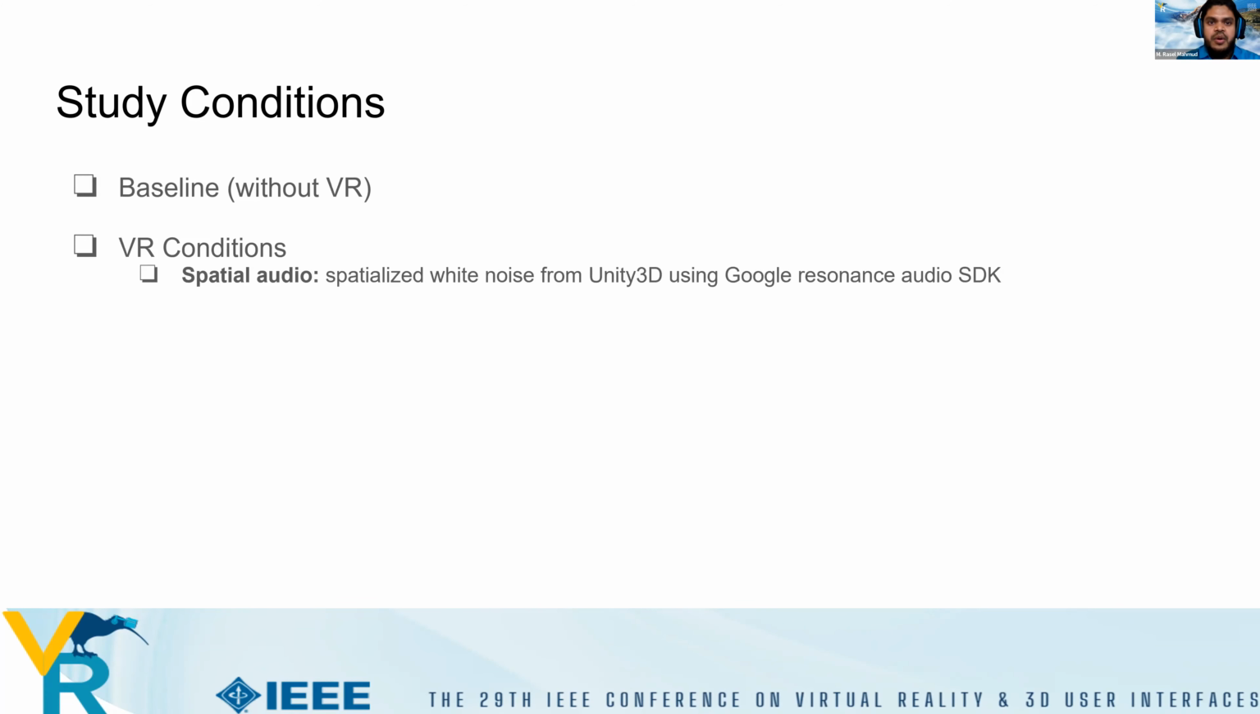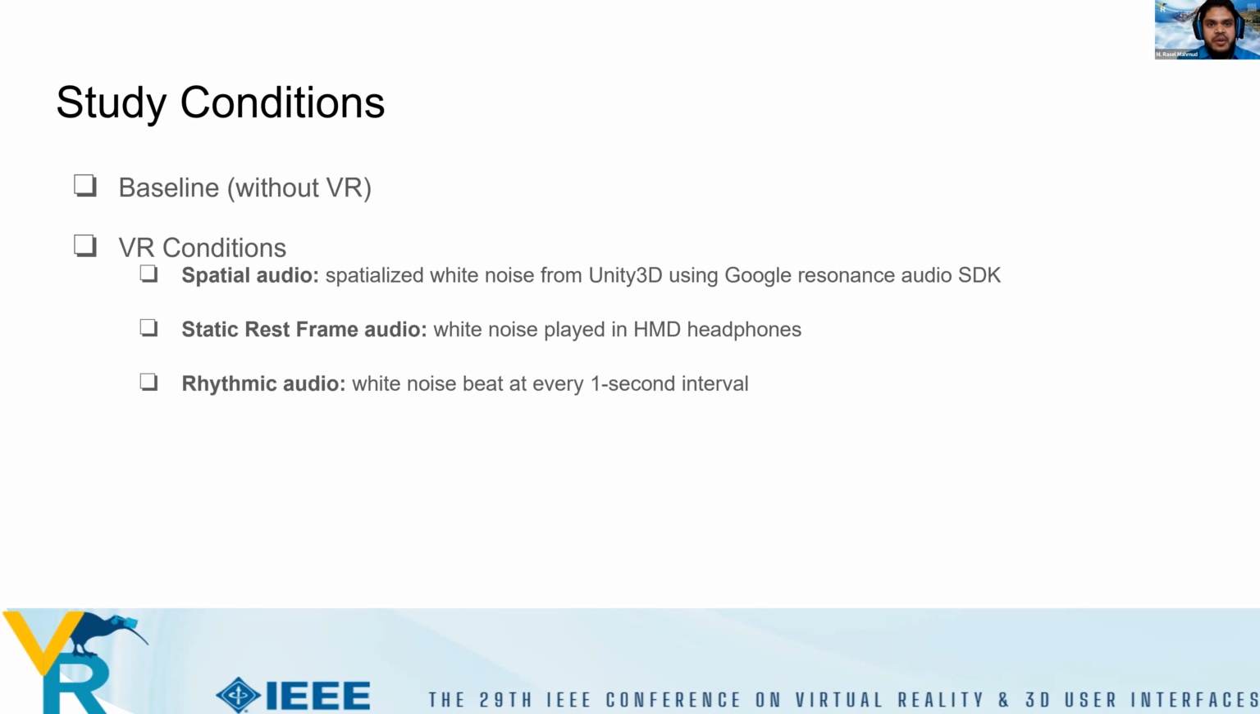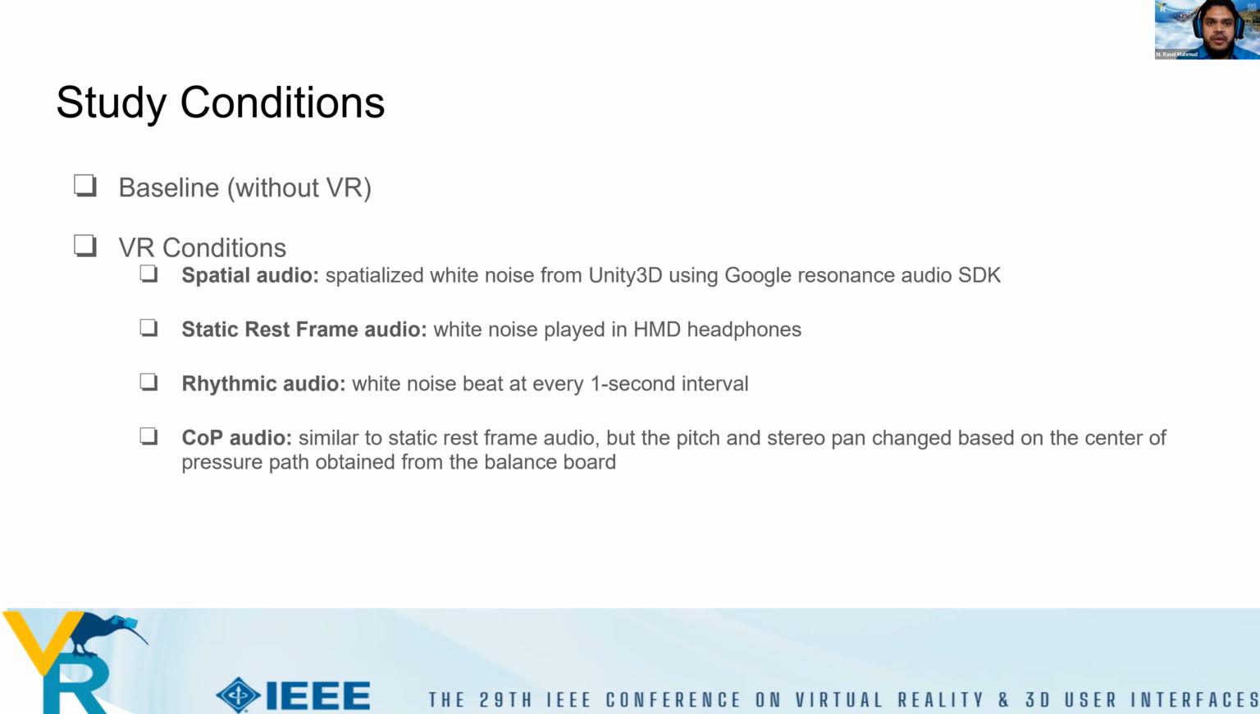For spatial audio, we played spatialized white noise from Unity 3D using the Google Resonance Audio SDK. For static rest frame audio, we played a white noise in headphones. It had no relation to the listener's position. For rhythmic audio, we played a white noise beat at every 1 second interval. For COP audio, we played white noise in headphones, but the pitch and stereo pan changed based on the center of pressure path obtained from the balance board. For no audio, participants still wore the headphones to make it consistent with other conditions, but no audio was played.